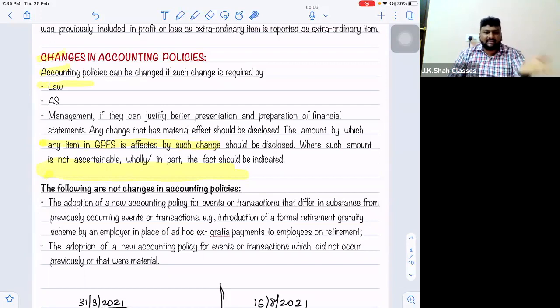It is self-explanatory. It says adoption of a new policy for events or transactions which did not occur previously. That means a new transaction coming in your enterprise, a new type of transaction you are doing. And for a new type of transaction, you will have a new policy. So how can it be called a change in policy? You are doing some transaction which is new for your enterprise, so you will have an altogether new policy. So it is not a change in policy. Okay, sir. Thank you.